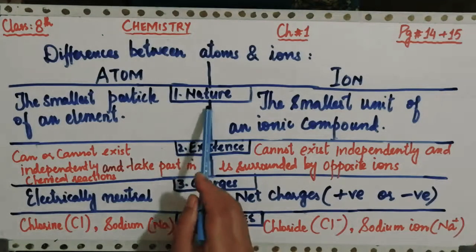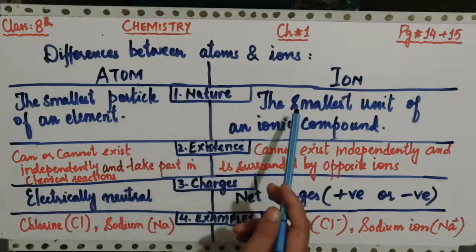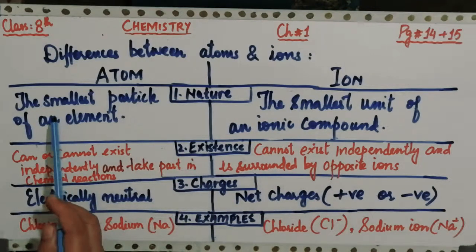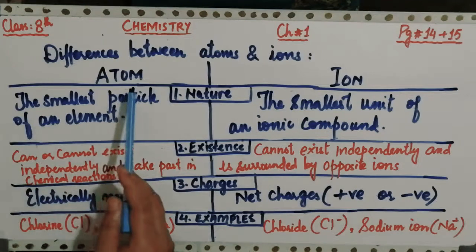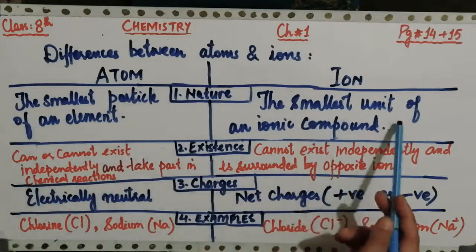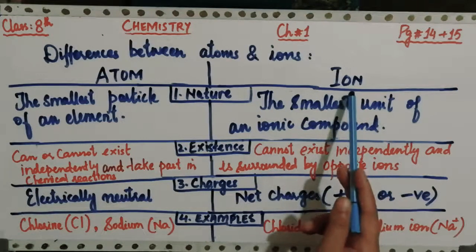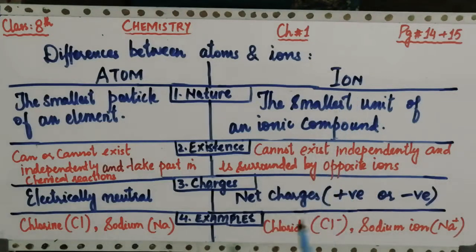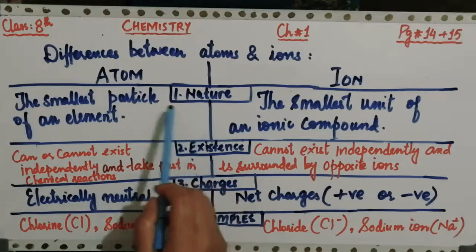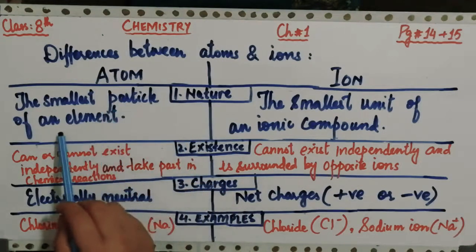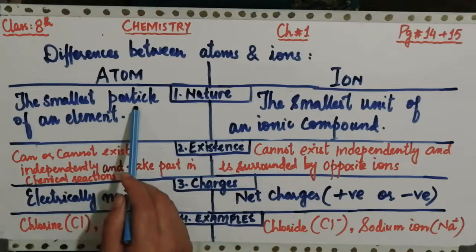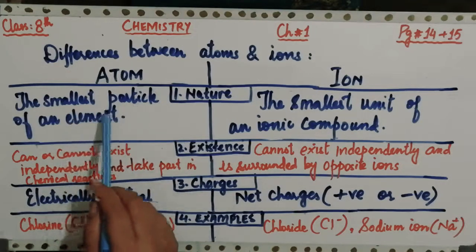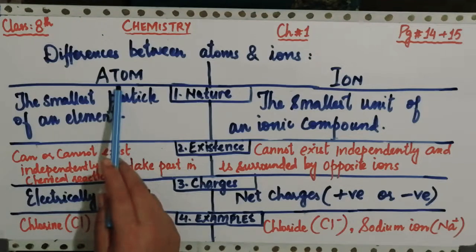So what are the natures of these atoms and ions? On one side I have written: the smallest particle of an element is called an atom, while on the other hand the smallest unit of an ionic compound is called an ion. Now for this purpose you must know what is the nature of the atom. एटम क्या है? एटम एक एलिमेंट का सबसे छोटा हिस्सा है. एक एलिमेंट का सबसे छोटा हिस्सा एटम कहलाता है.